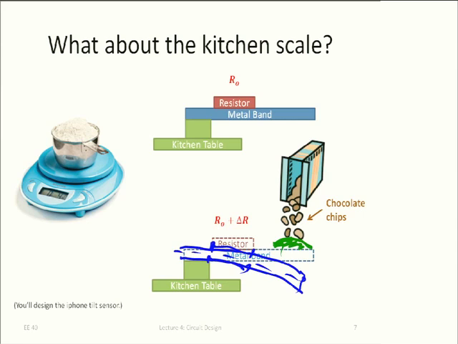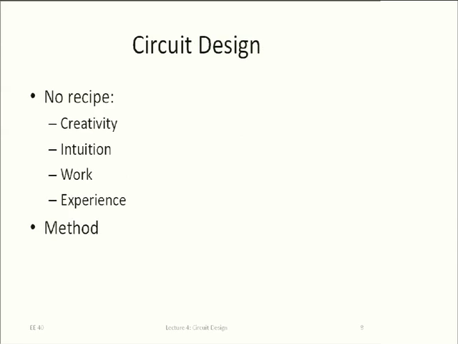Okay, so now we basically know what we want to do, right? Our goal is to build a scale. We know the mechanism we're going to use. We're going to use this strain resistor. Now, how are we going to do the rest?